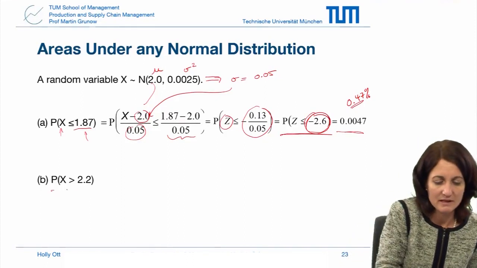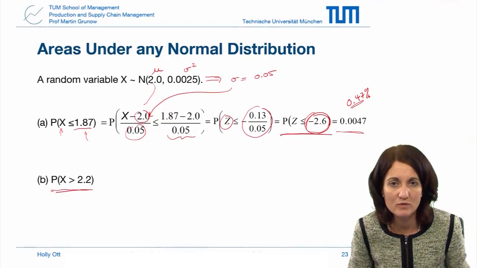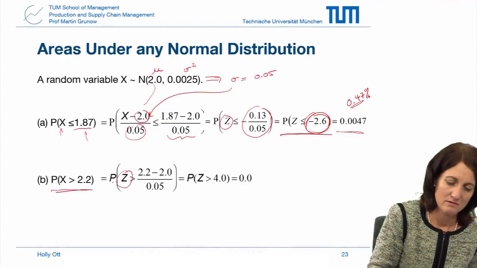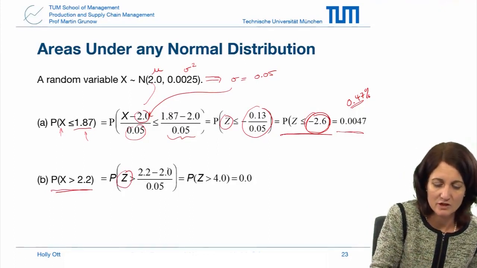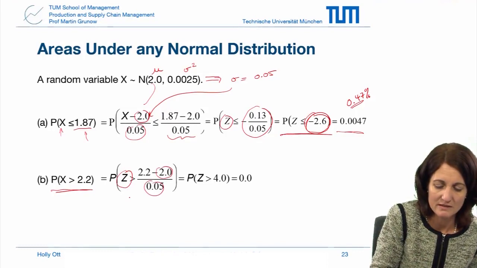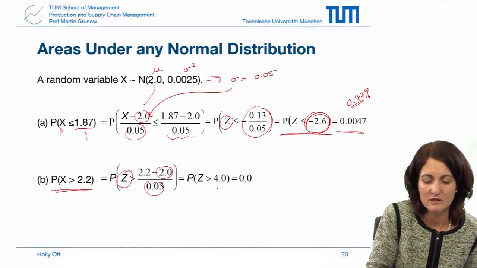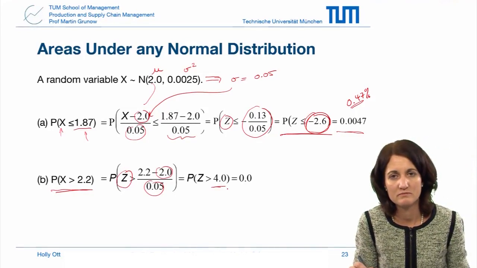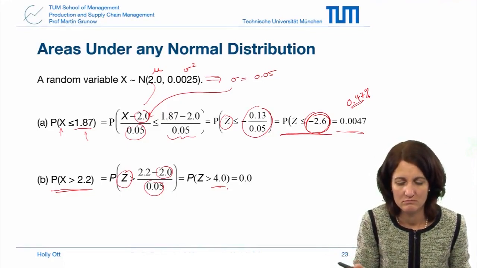What about the probability that x is greater than a certain value? Greater than 2.2. Do the same thing. Our random variable will be z. We don't have to write it. We're going to take our 2.2, subtract the mean, divide by the standard deviation, and we get the proportion of the population that is greater than 4. Now, I didn't even bother with a table here.